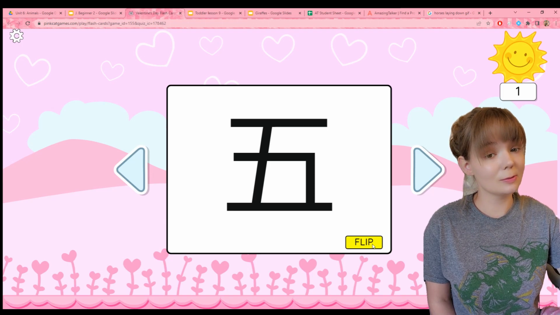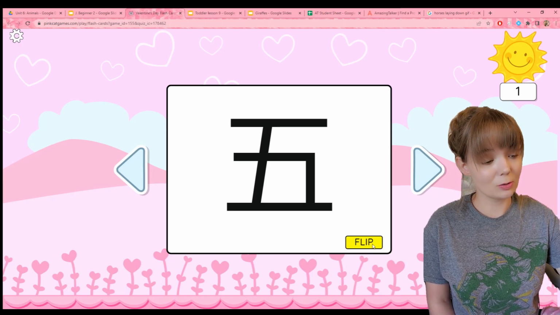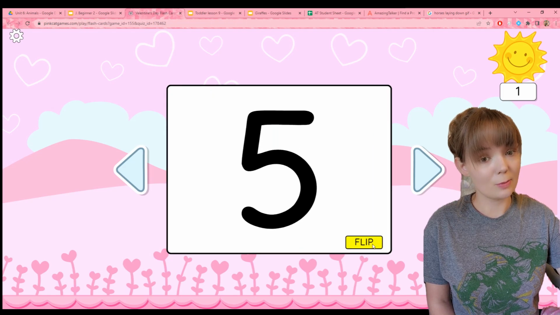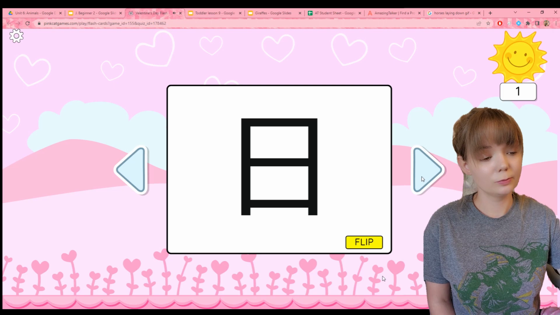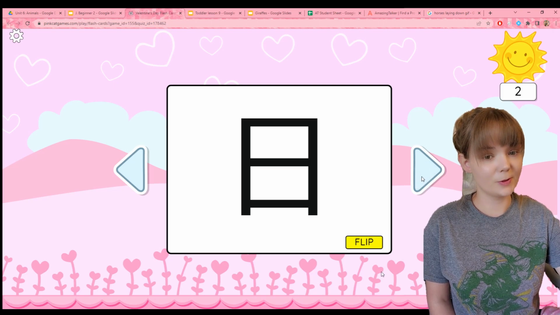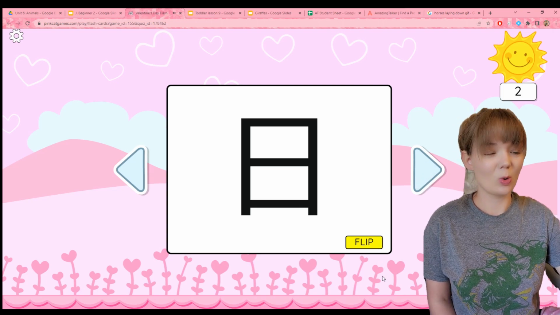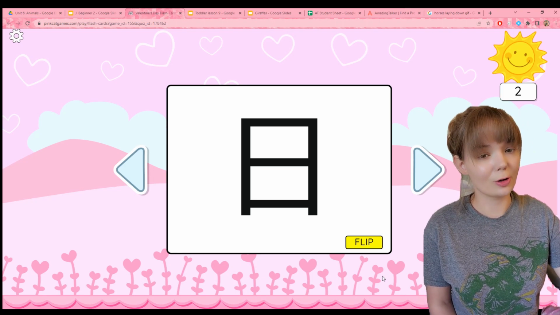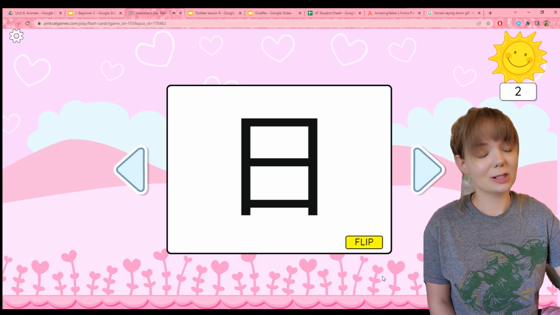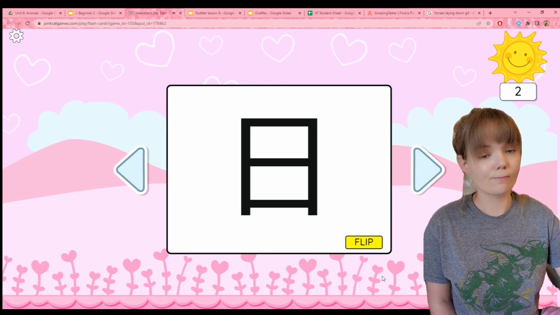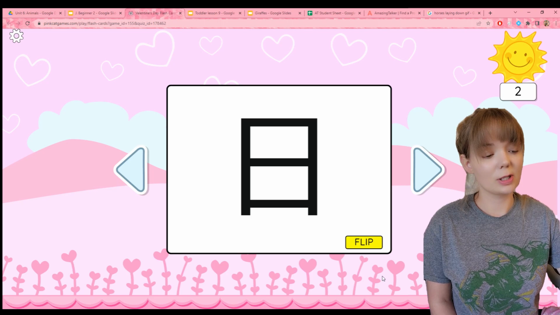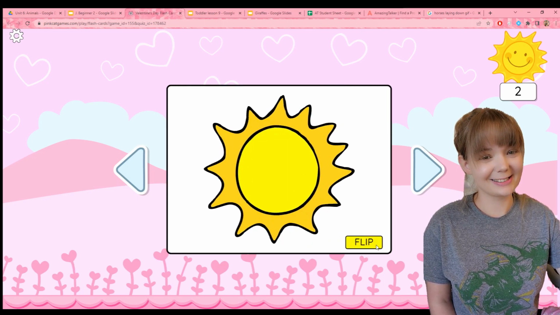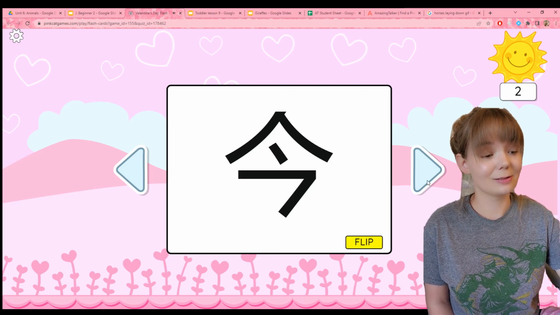How about this one? I'll give you a hint. It's also a number. Which number is it? Number 5. How about this one? This was a new one. What does it look like? Remember, a lot of these are pictograms, right? This one is a sun. It also means day.